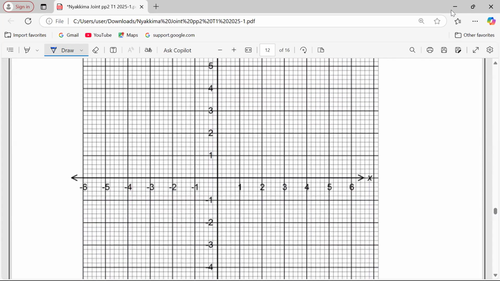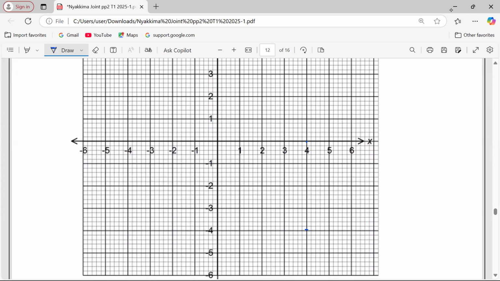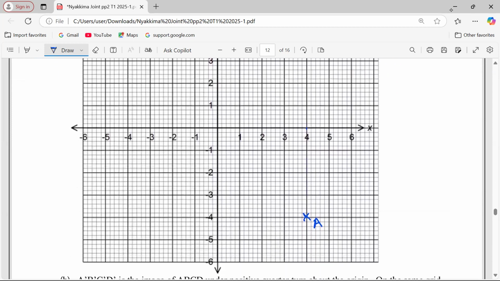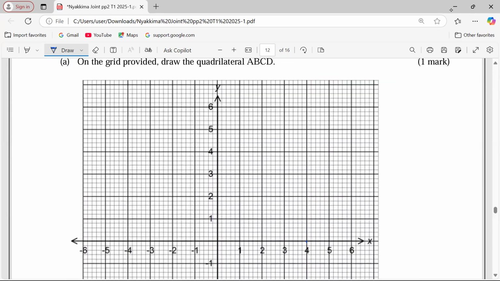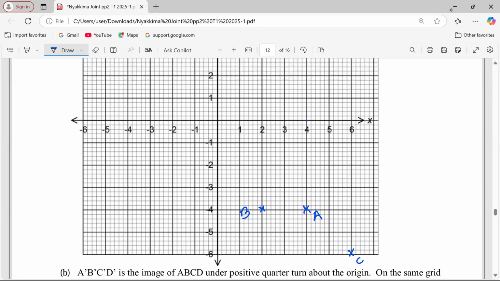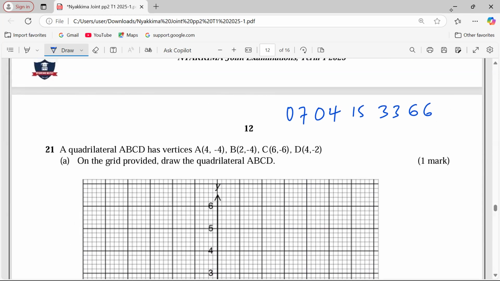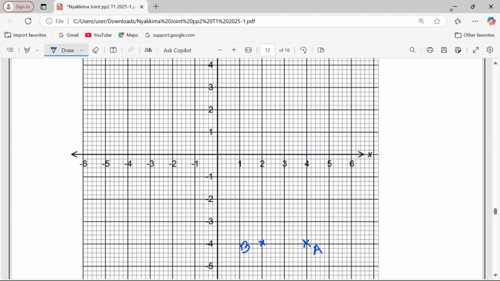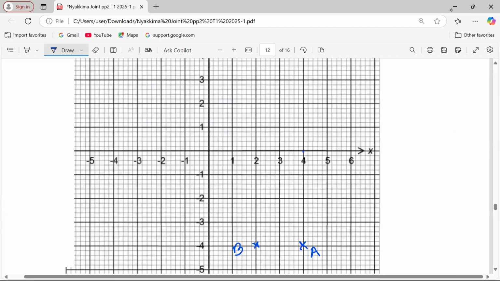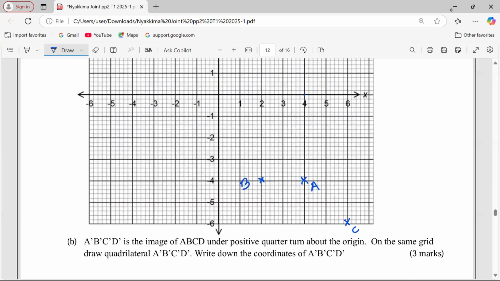So A is (4, -4). This is where we will have our A. Then coordinate B is (2, -4). This is where B is. Then C is (6, -6), so C shall be here. And finally, coordinate D is (4, -2). At this point, we're going to have our D.